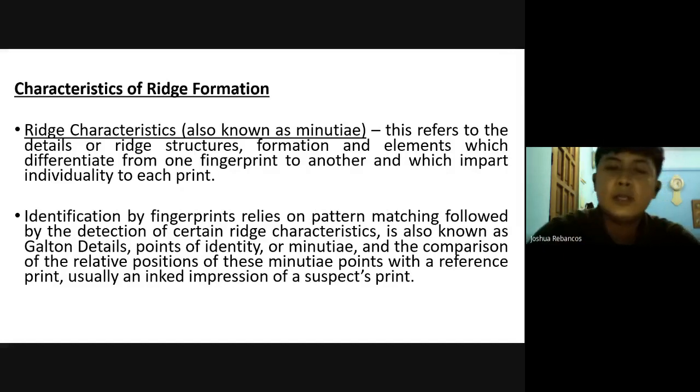Those are the elements or details that will help the fingerprint examiner to differentiate the fingerprint impressions being examined. For example, sa crime scene, mayroon silang fingerprint impression na nakuha doon. And then, meron din fingerprint impression na makukuha from the suspect or the perpetrator para sa ganun, i-match nila. Pag nag-match, ibig sabihin nun, siya talaga yung perpetrator.